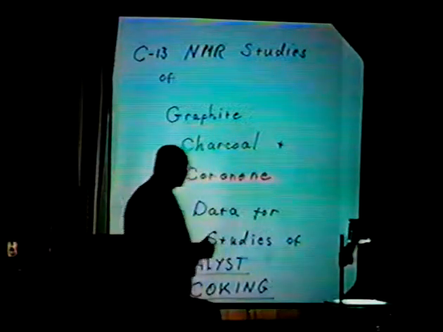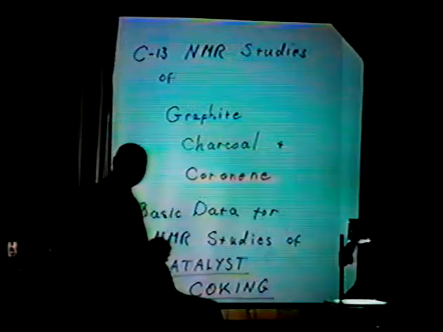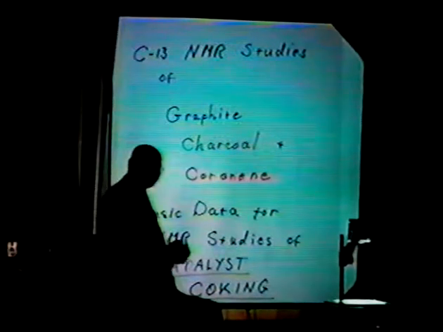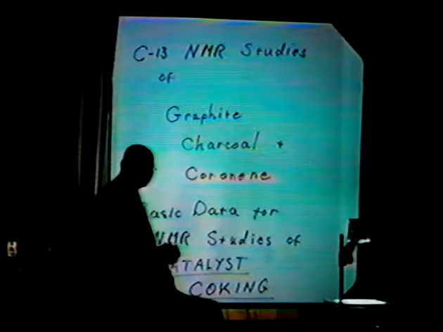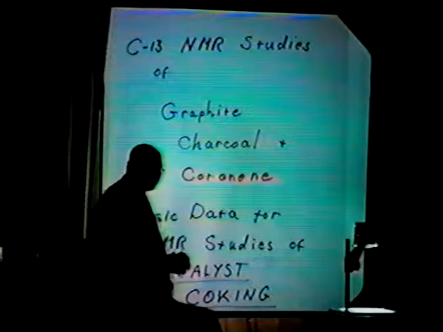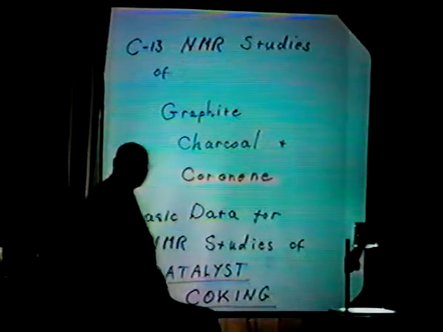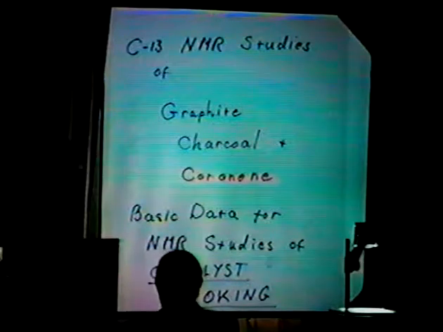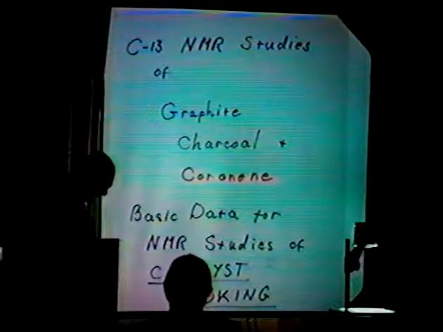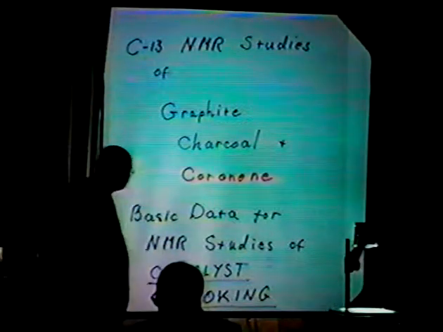However, let's proceed to the more important matters. I want to talk about carbon-13 NMR of graphite, charcoal, and coronene, small molecules. And I assert that this is basic data for NMR studies of catalyst coking. Now, how is graphite, at least the graphite that we use for studies of graphite intercalation compounds, and that occurs in nature, how is that made?